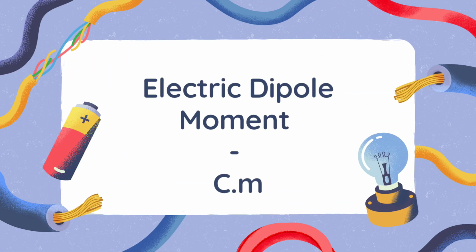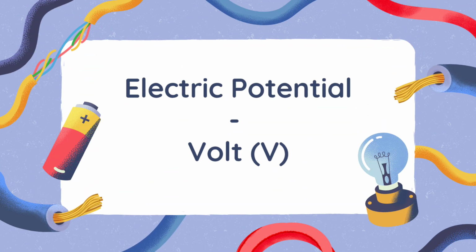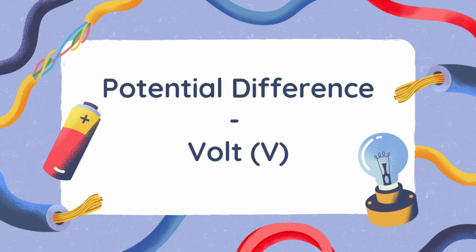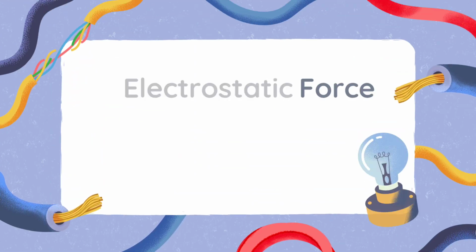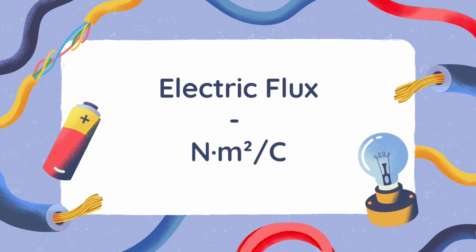SI unit of electric dipole moment is Coulomb meter. SI unit of electric potential is volt. SI unit of potential difference is also volt. SI unit of electrostatic force is Newton. SI unit of electric flux is Newton meter square per Coulomb.